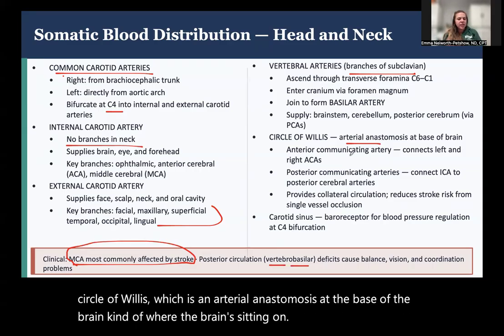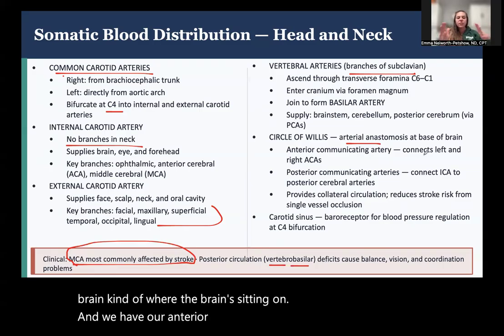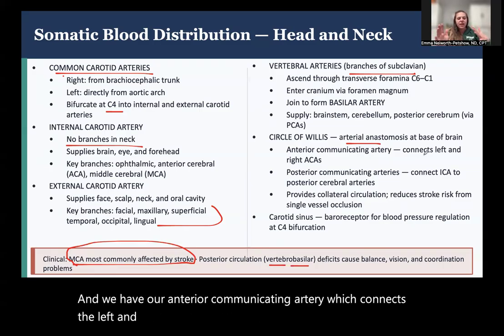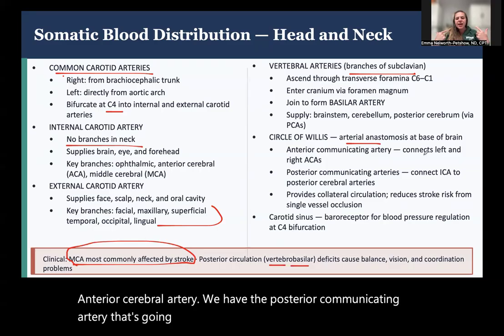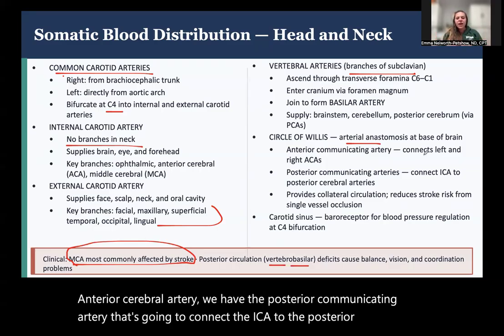And we have our anterior communicating artery, which connects the left and the right anterior cerebral artery. We have the posterior communicating artery that's going to connect the ICA to the posterior cerebral arteries. And we have all of these.